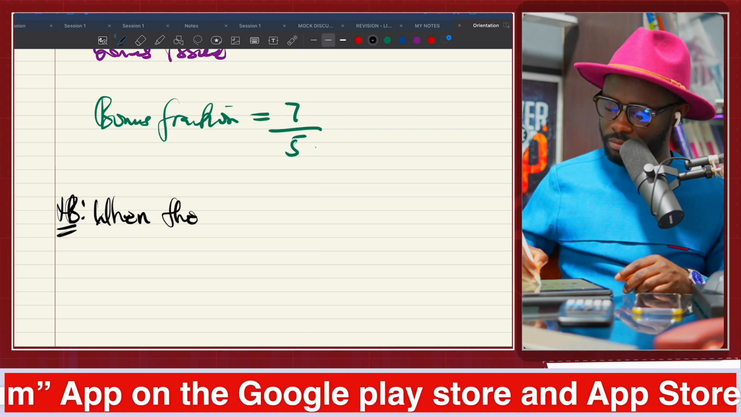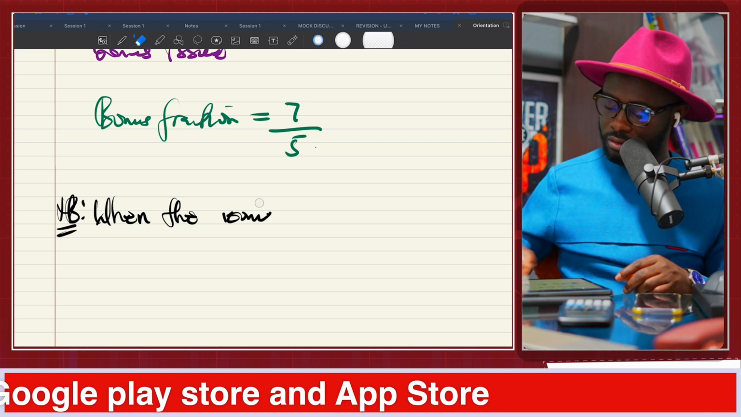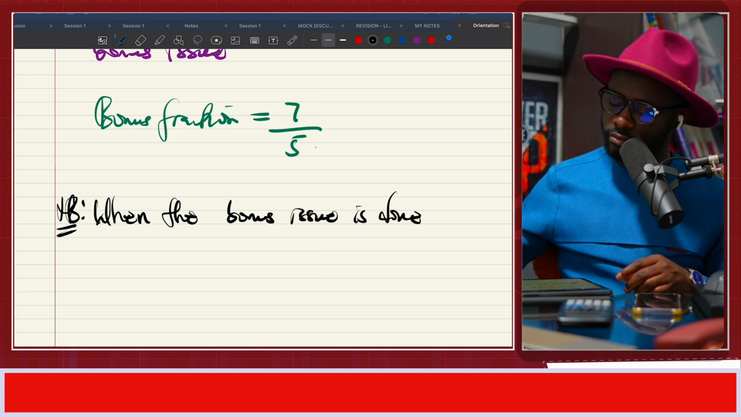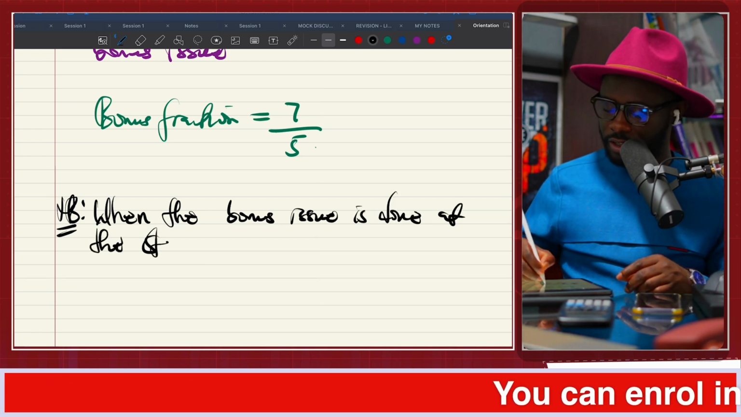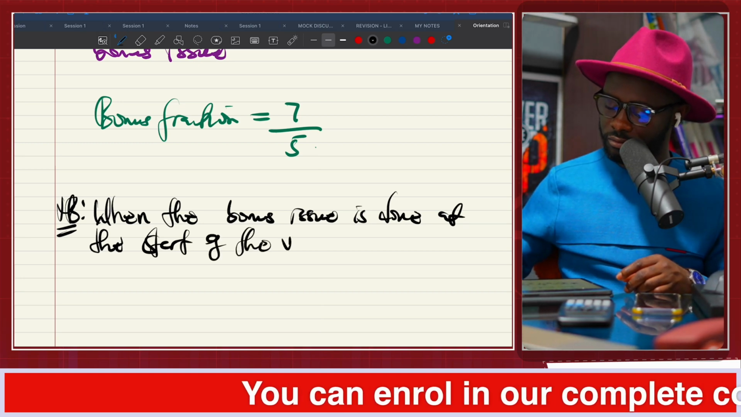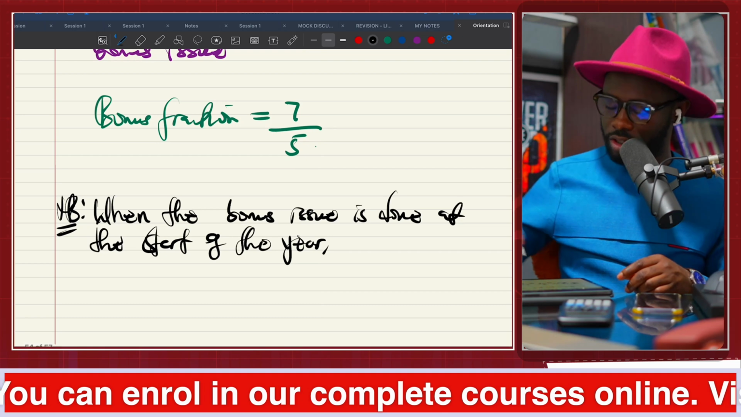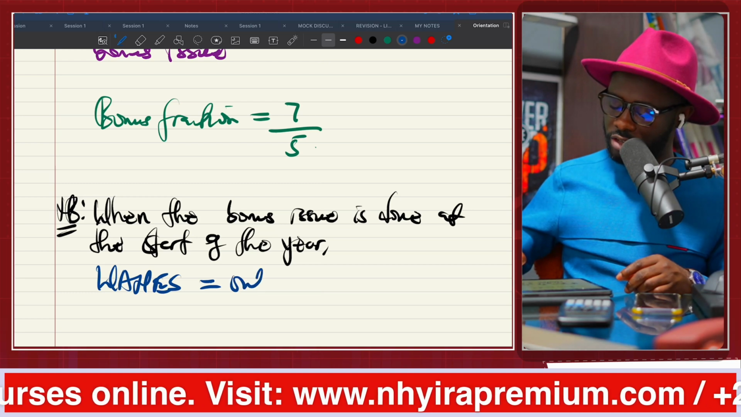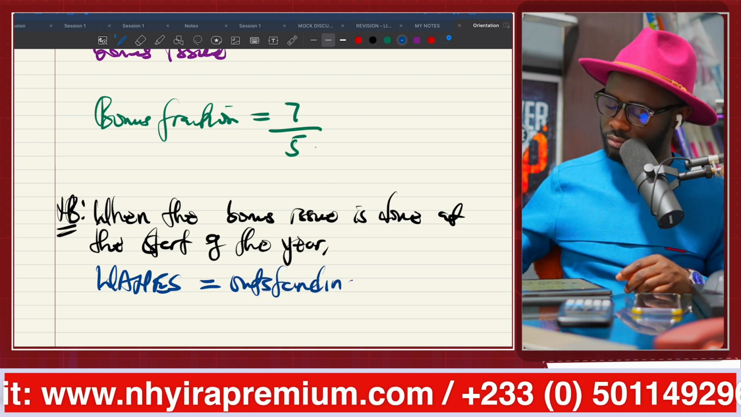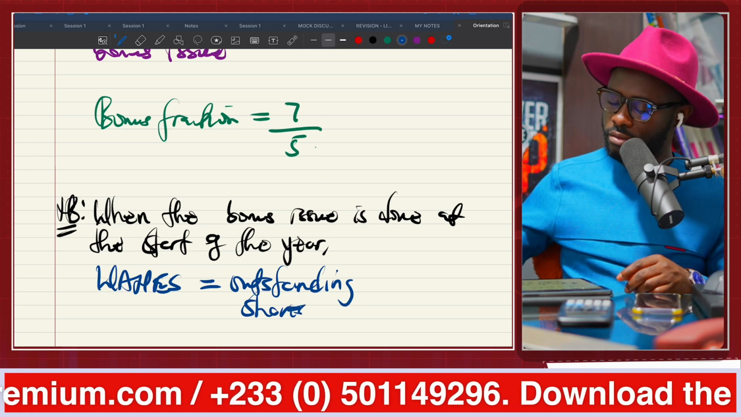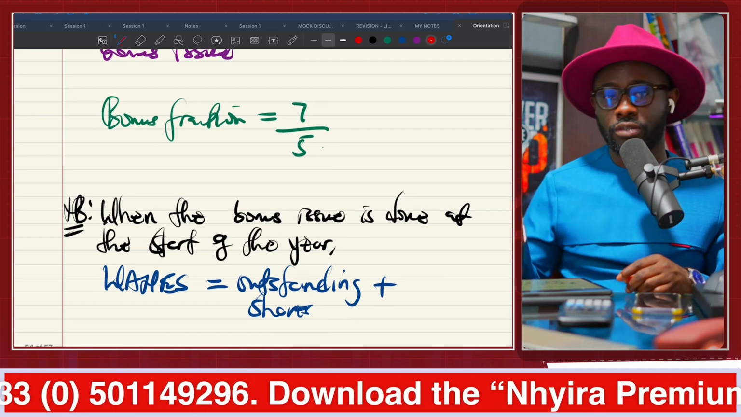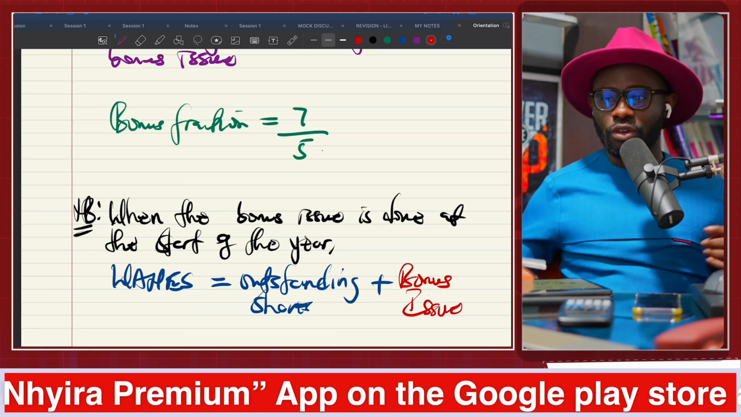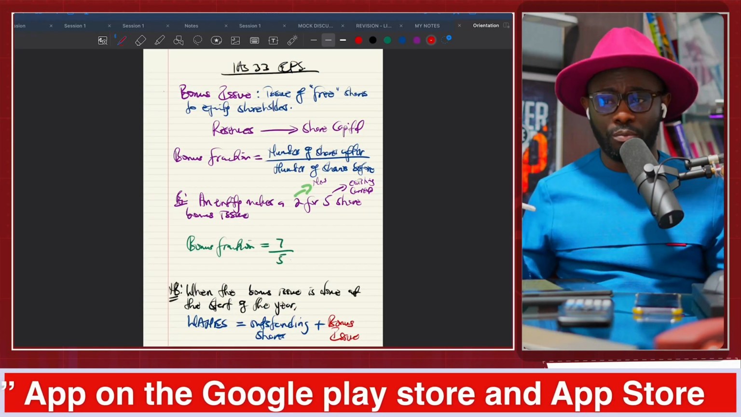So if it is done at the beginning of the year, so when the bonus issue is done at the start of the year, then your weighted average number of equity shares would just be the outstanding shares plus the issue in respect of the bonus issue that we had. That's all. So if the bonus issue was done at the beginning of the year, no problem.